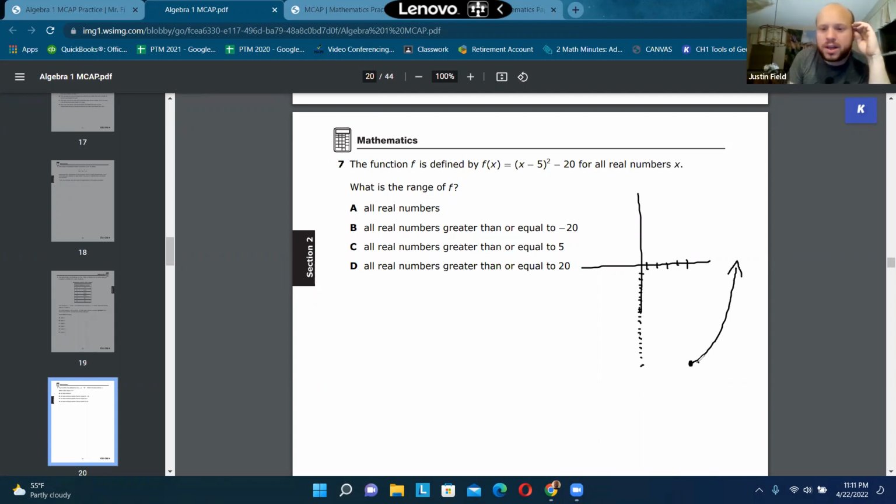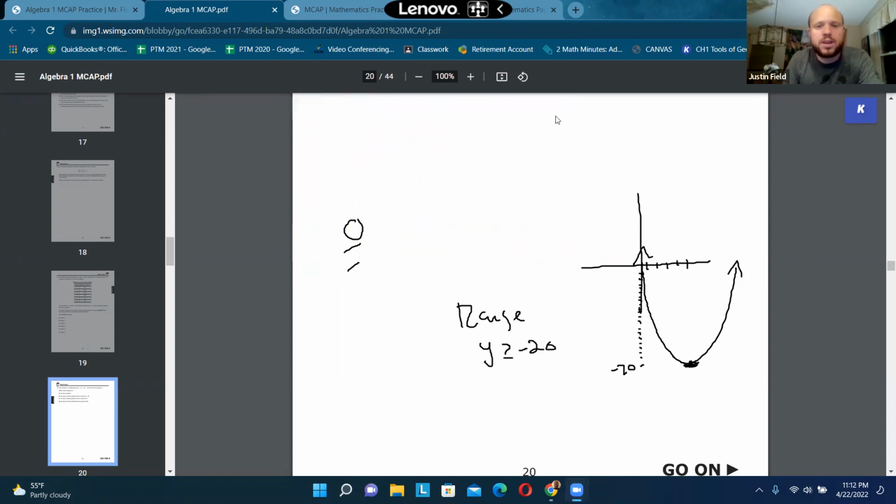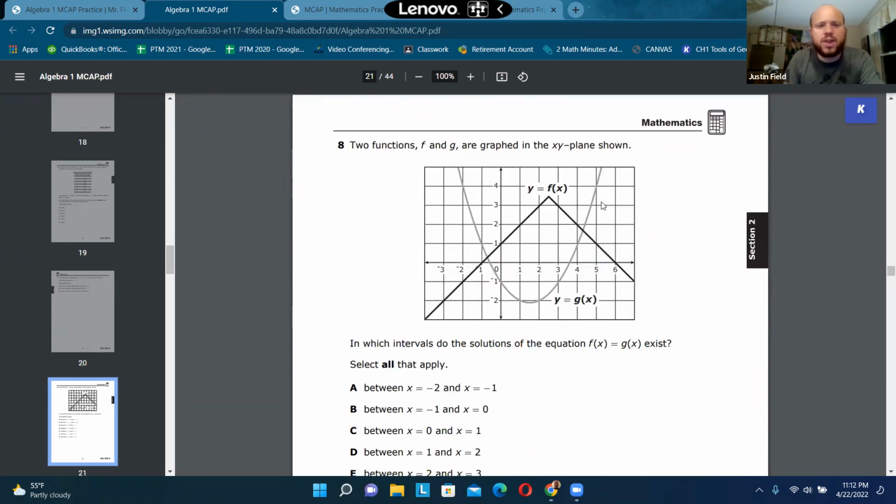So the graph looks like this. And the range is how far it goes from the bottom to the top. So we see it goes up forever, but it has a bottom right down here at negative 20. So the range in inequality form is y is greater than or equal to negative 20. So not positive 20, not 5. All real numbers greater than or equal to negative 20. I didn't need my calculator for that one.